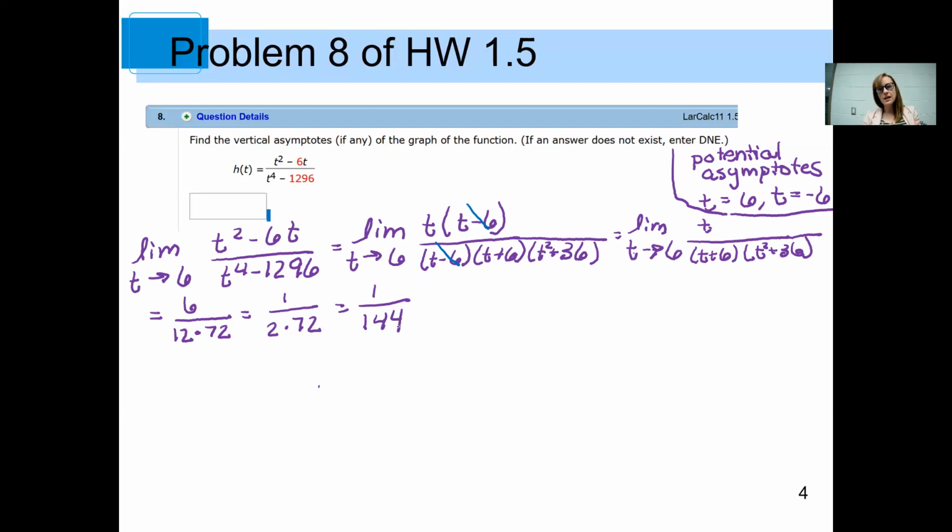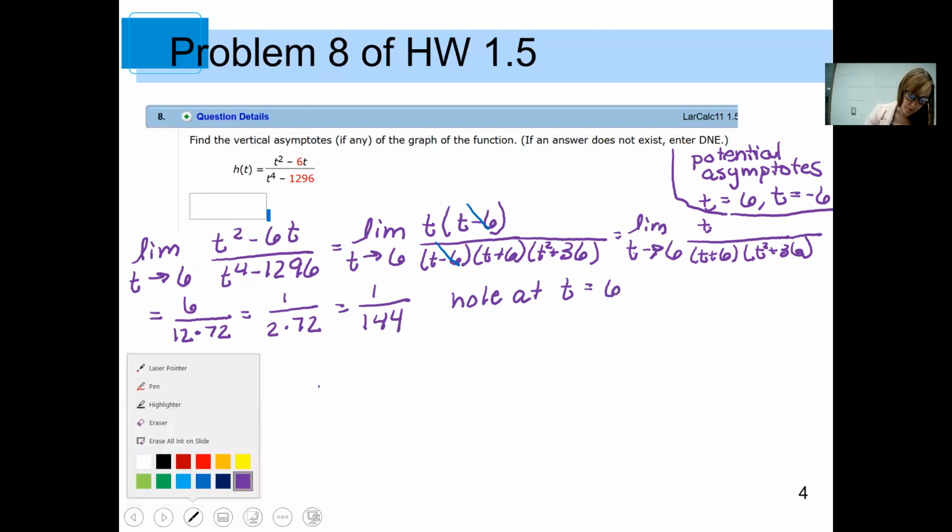But the main thing that we need to take out of this is that the limit exists. All right, so this limit exists. So what that tells me is that we have a hole at the value of t where t equals 6. So it's not a vertical asymptote there.